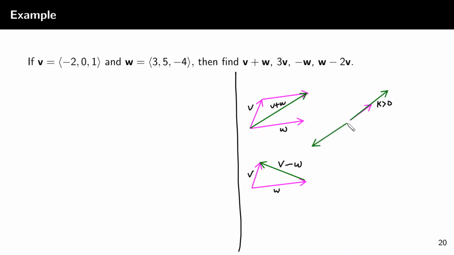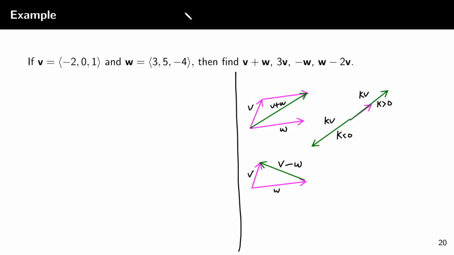Okay, so ito yung vector na makuha natin kung negative naman yung K. Okay. So these are vectors kv when K is positive. This is also kv when K is negative. Okay. So yan yung nangyayari geometrically when we add, subtract vectors and when we multiply vectors with a scalar.